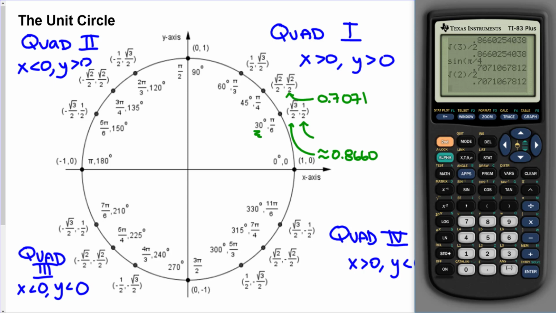What is nice though is going this direction, it'll adjust for the quadrant as well. So for instance, if I put in, let's say, cosine of 5 pi over 6. So that's in quadrant 2. The x values are negative in quadrant 2. So it knows that the value should be negative square root of 3 over 2. So the calculator can be helpful.